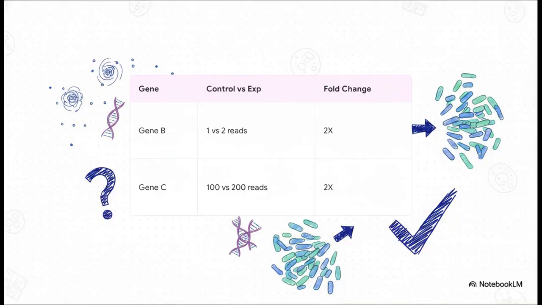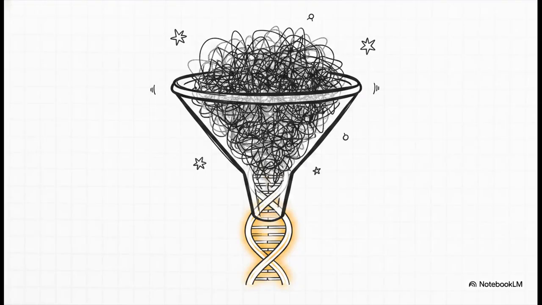Let's look at a concrete example. Say we're looking at gene B. We see one read in our control group and 2 reads in our experimental group. Now look at gene C. We see 100 reads in control and 200 reads in experimental. Mathematically, both show a 2 times difference, a doubling of expression. But jumping from 1 read to 2 reads is incredibly uncertain because of that Poisson counting noise. It's probably just a fluke. However, jumping from 100 to 200 reads, that is solid, undeniable evidence of a real change happening inside the cell. And this is exactly why we need those massive read depths and biological replicates we talked about earlier.